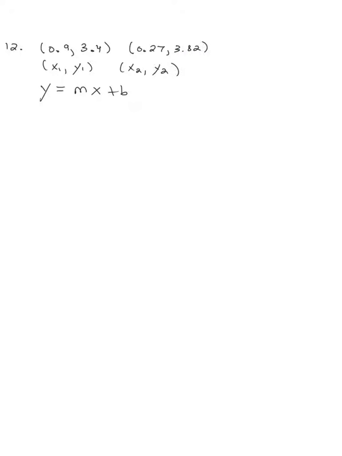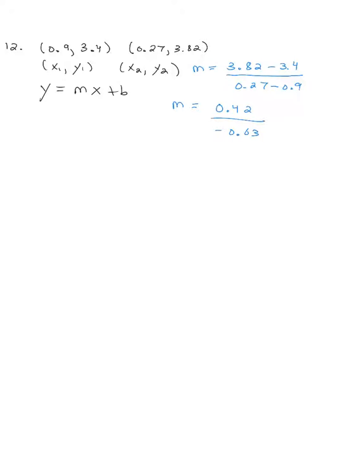And lastly, for 12, I threw in a question that just had a couple of decimals in it. We should still be able to approach this the same way. The way I set it up, it's 3.82 minus 3.4 divided by 0.27 minus 0.9. I don't know about this one. Let's see, m is equal to 3.82 minus 3.4. That's 0.42, all right? And then we have 0.27 minus 0.9, and that's negative 0.63.